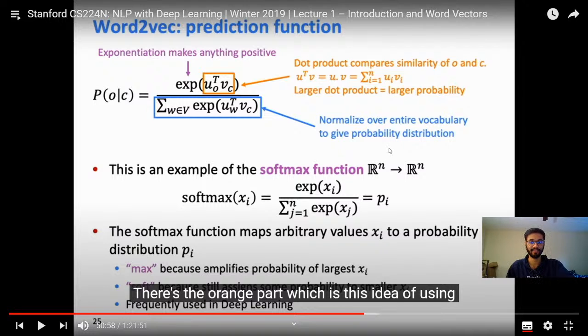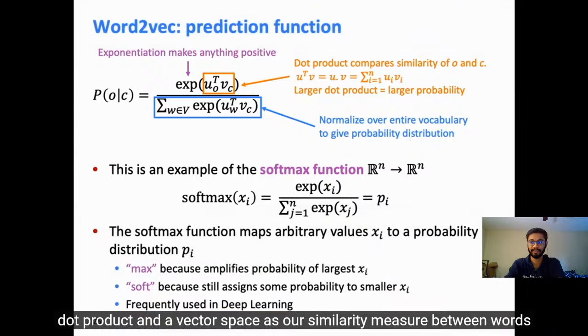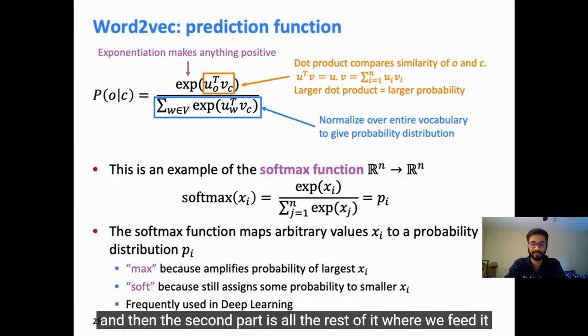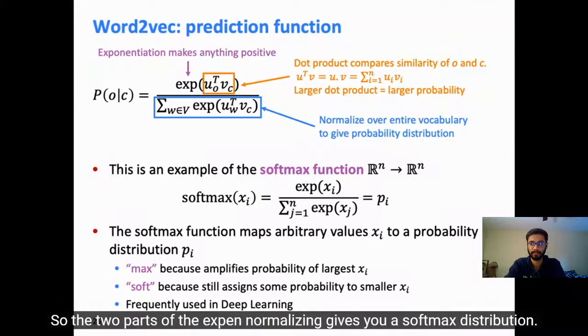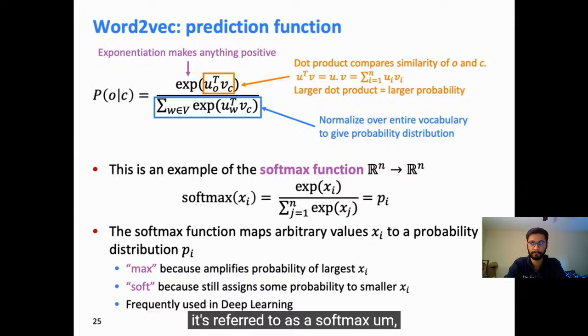Sorry, I'll go back. Using dot product in a vector space as our similarity measure between words. And then the second part is all the rest of it, where we feed it through what we refer to and use all the time as a softmax distribution. So the two parts of the exponent normalizing gives you a softmax distribution. And softmax functions will map any numbers into a probability distribution always, for the two reasons that I gave. And so it's referred to as a softmax because it works like a softmax, right?